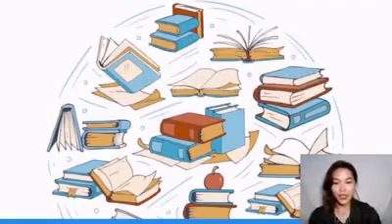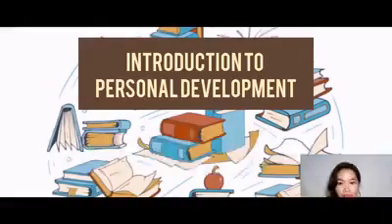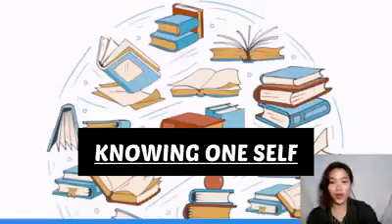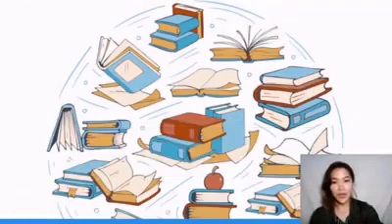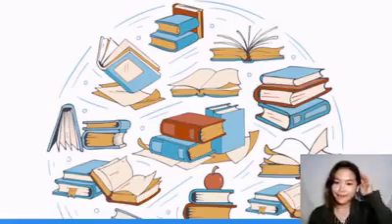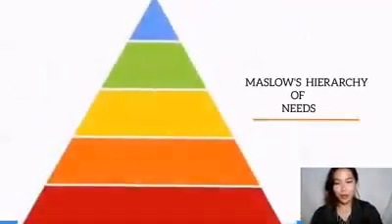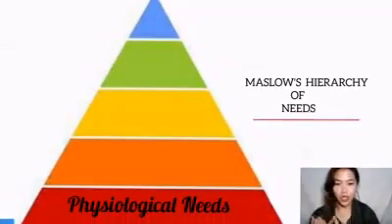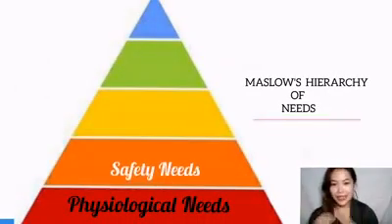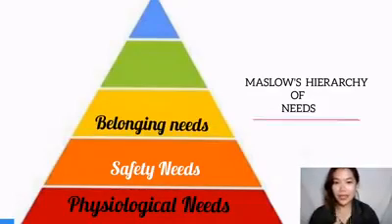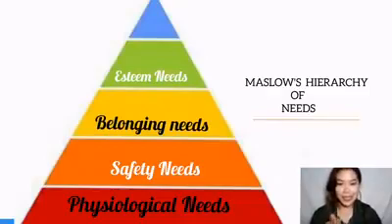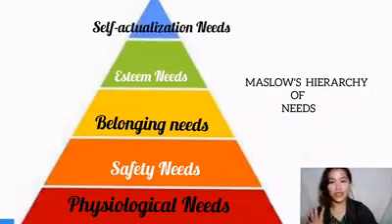In the previous video lecture that you have watched, you have learned about Introduction to Personal Development and Knowing Oneself, where you have encountered Abraham Maslow's hierarchy of needs. How many needs do we have? Yes, very good. We have five. So the bottom one is what we call physiological needs, followed by safety needs. Then we have belonging needs, esteem needs, and lastly is what we call self-actualization needs.